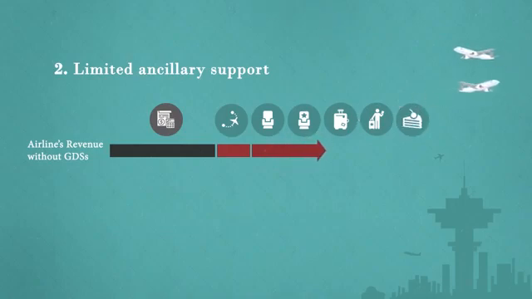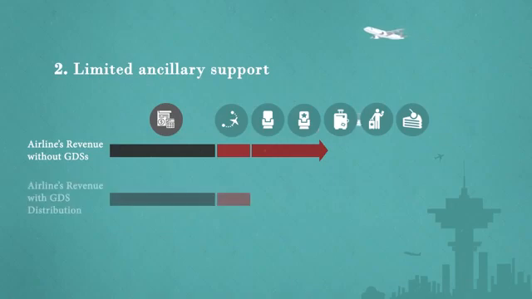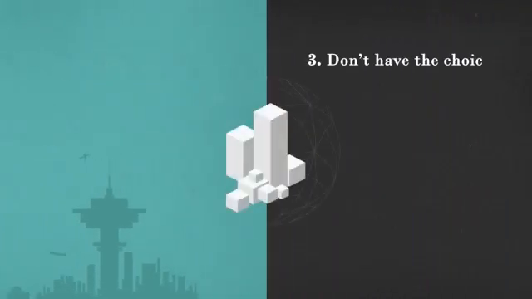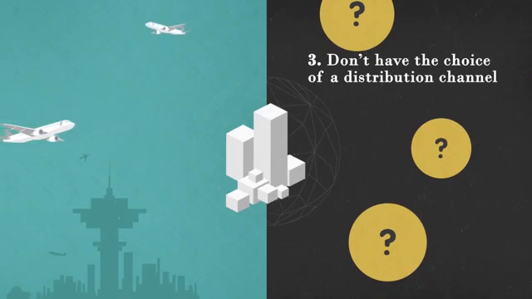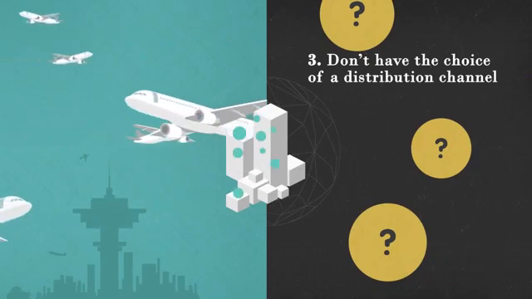While global distribution systems, APIs, transmit key booking information to online travel agencies, ancillary support is usually limited. And perhaps the main problem is that airlines don't have full control over their inventory and the choice of a distribution channel.